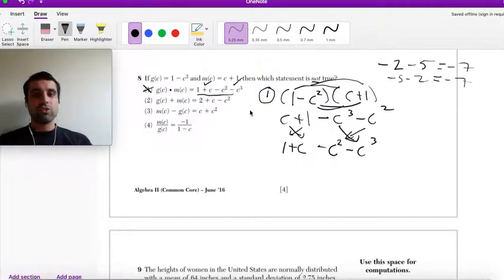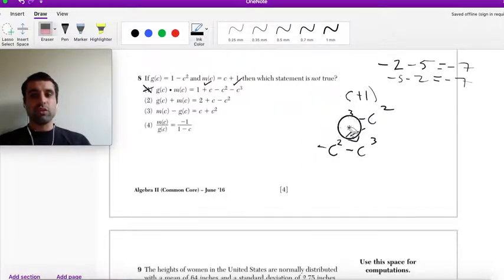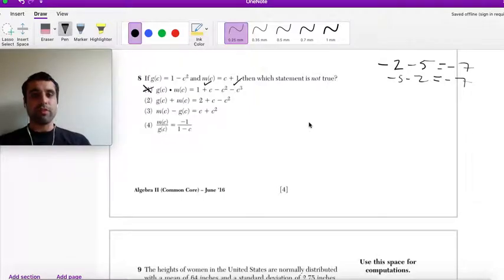This is true, so we're going to take it out. All right, pause the video if you need to. I'm going to go to the next one, option 2, choice 2, to see if that's true or not. We could have used the calculator, but I'll skip that part for now because we should be able to do this. So g of c is 1 minus c squared. For option 2, choice 2, g of c plus m of c, which is c plus 1, they're saying it's equal to this expression.